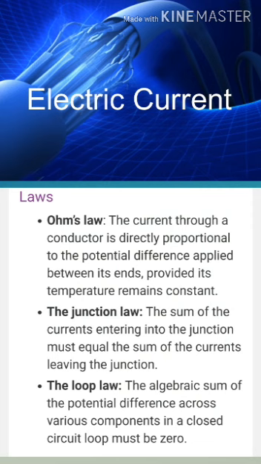There are three laws in electric current: Ohm's law, the junction law, and the loop law. First, we discuss Ohm's law. The current through a conductor is directly proportional to the potential difference applied between its ends, provided its temperature remains constant. The junction law: the sum of the currents entering the junction must equal the sum of currents leaving the junction. Loop law: the algebraic sum of the potential differences across various components in a closed circuit loop must be zero.